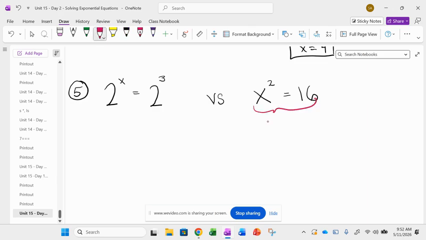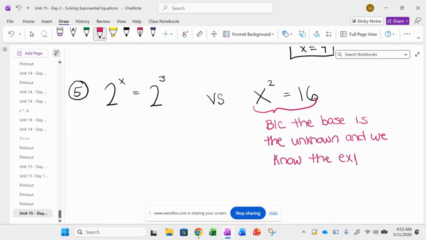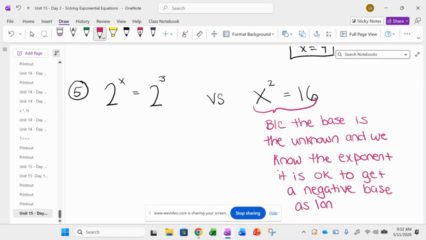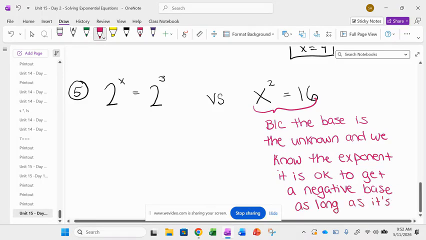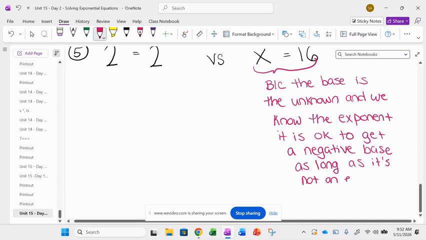So let's write this down. Because the base is the unknown, and we know the exponent, it is okay to get a negative base as long as it's not an extraneous solution.